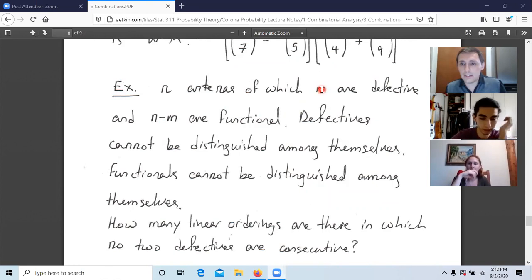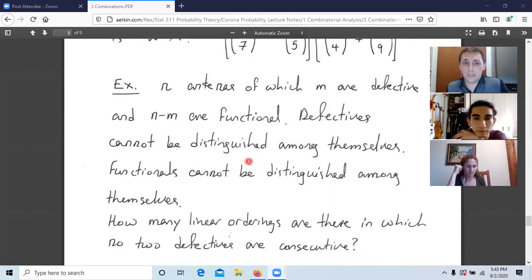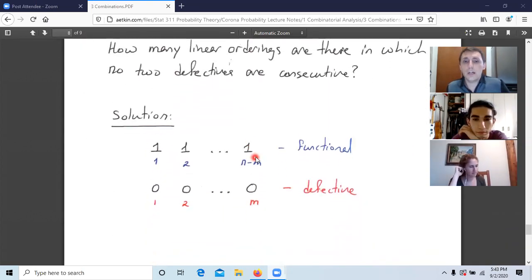You have m objects that are defective, and you have n minus m objects that are functional. The question is, how many linear orderings are there in which no two defectives are adjacent to each other? So you cannot have two defectives adjacent. One major problem in combinatorics is to select the correct object. What is it that you want to count? What's the correct object to be selected? Many people make a mistake by picking the wrong thing. So functional antennas in the solution will be represented by 1.